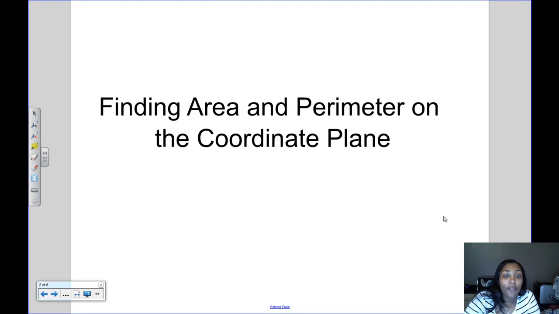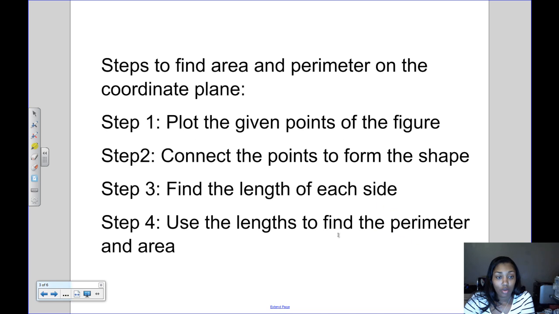So today's video is about finding area and perimeter on the coordinate plane. So here are the steps to find area and perimeter on the coordinate plane.